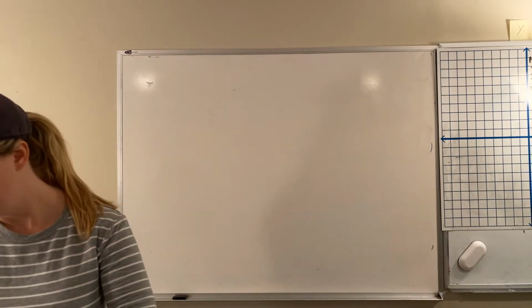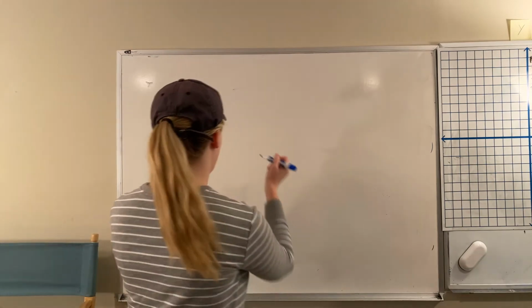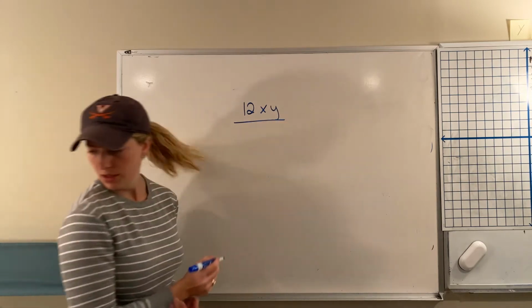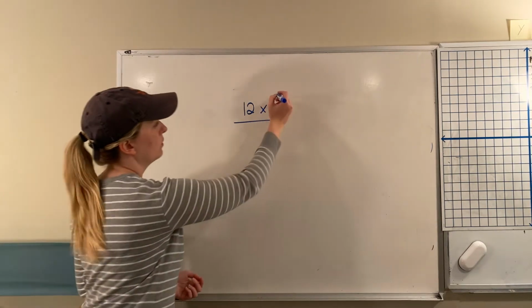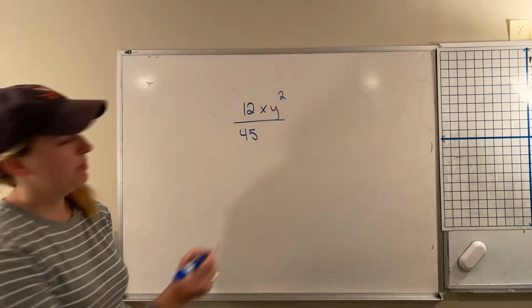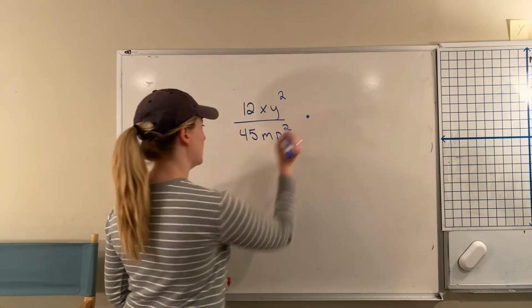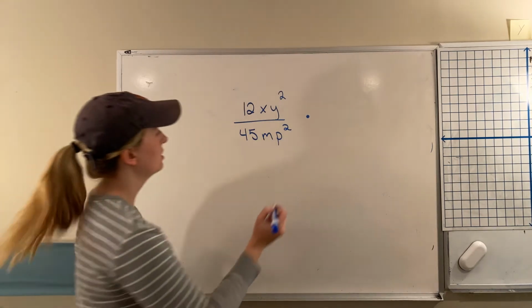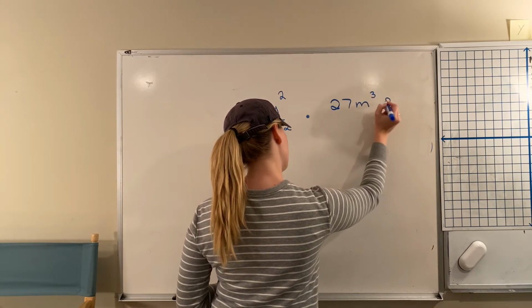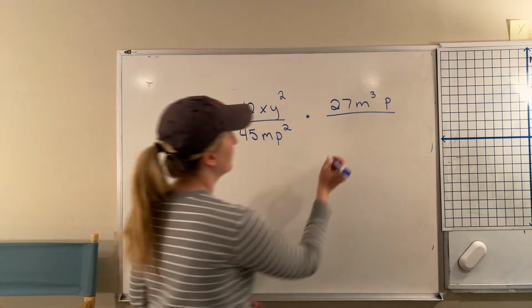Alright. In example 1, part B, we have 12xy squared, oops, that's important, over 45mp squared, times 27m to the third p, over 40x cubed y.